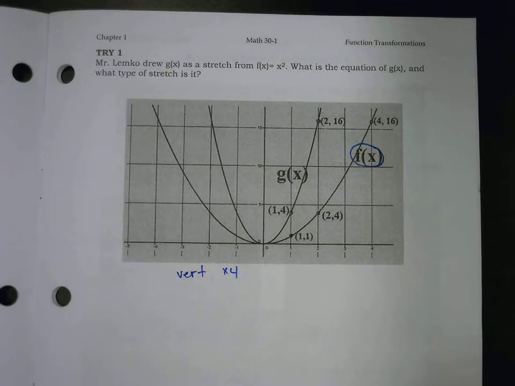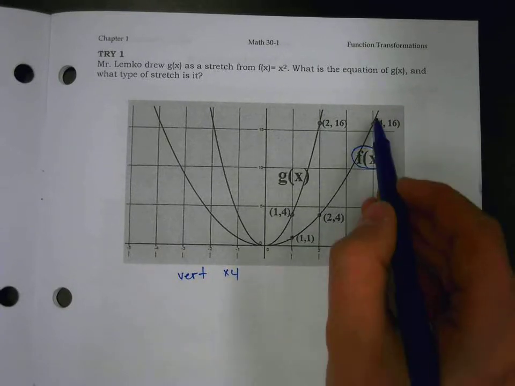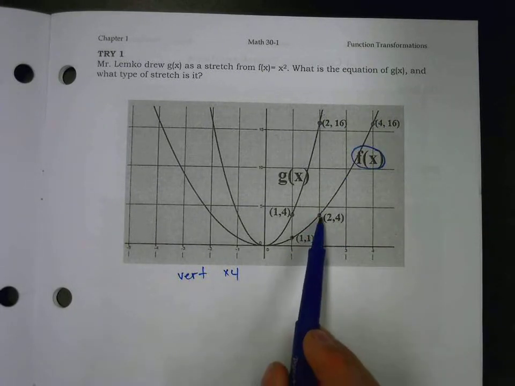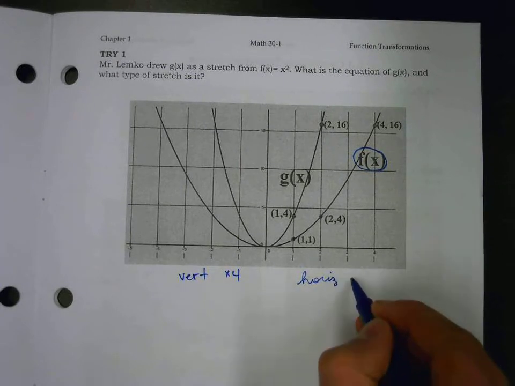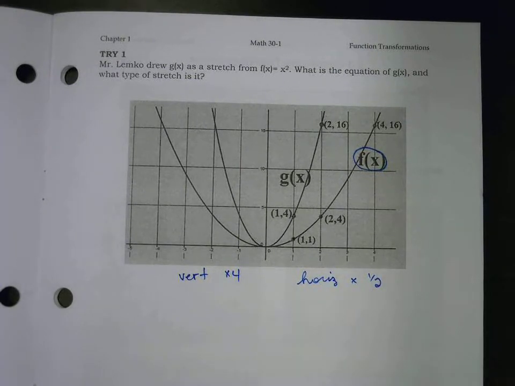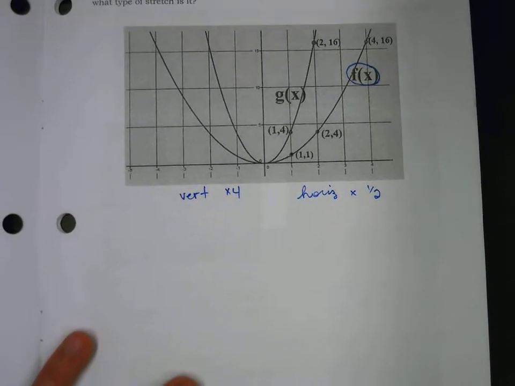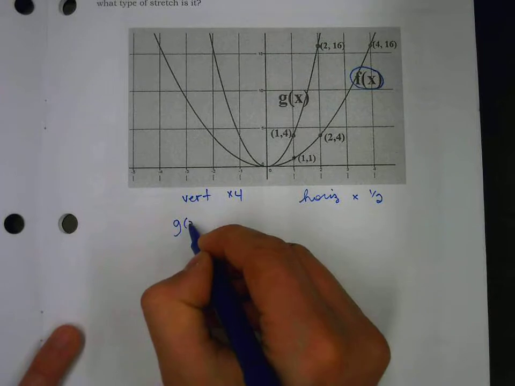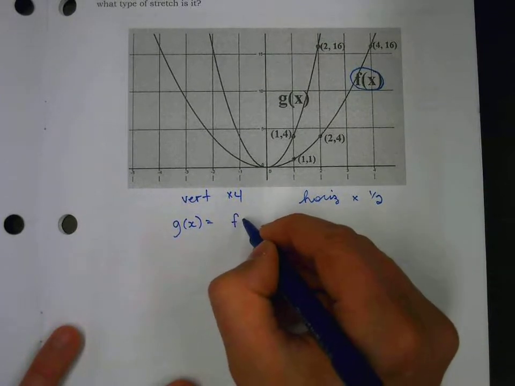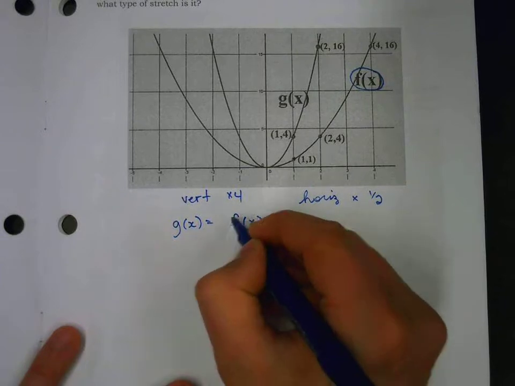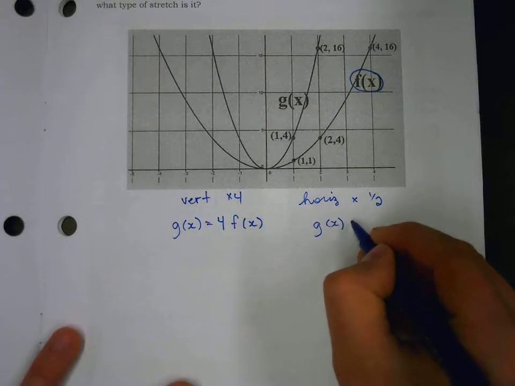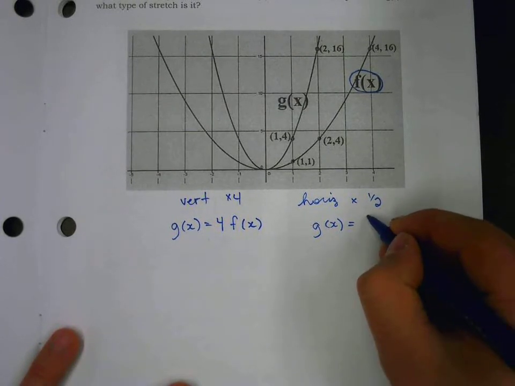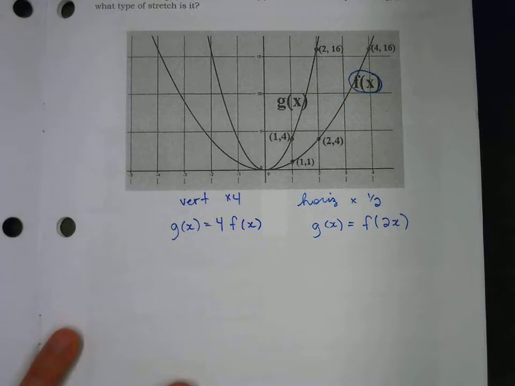times 4. Others might notice this point becoming this point, and notice the x values in the same horizontal line are going from a 2 to a 1, or a 4 to a 2. Some people might say this is horizontally stretched divide by 2, or times 1/2. If we articulate this as an equation, the function g of x is created from f of x. If it's vertically stretched by 4, we have to put a 4 in front. If it's horizontally stretched times 1/2, we could say f of 2x.